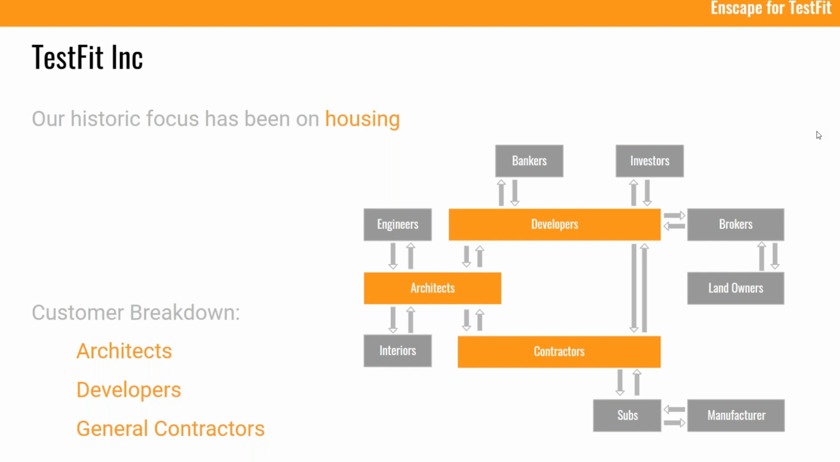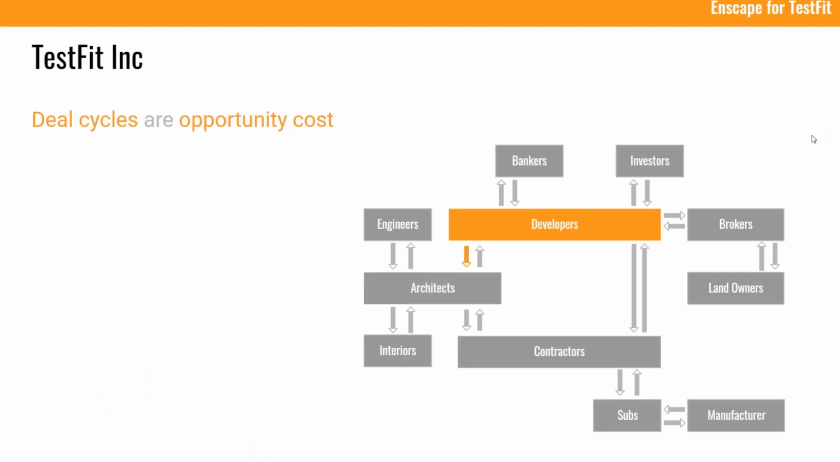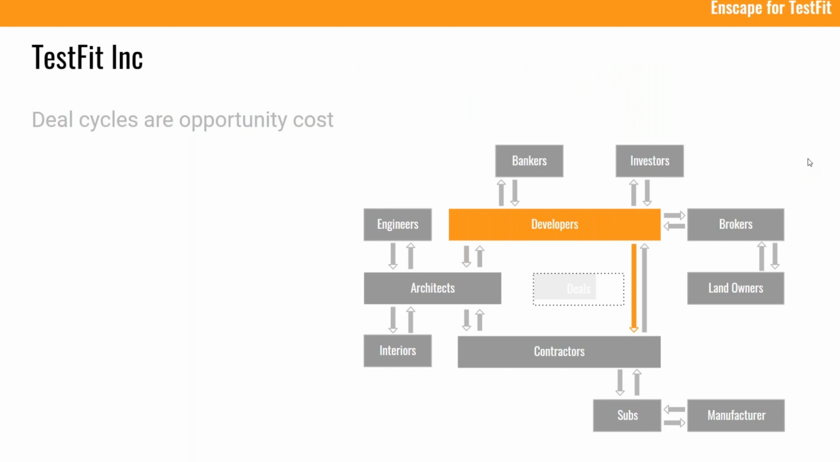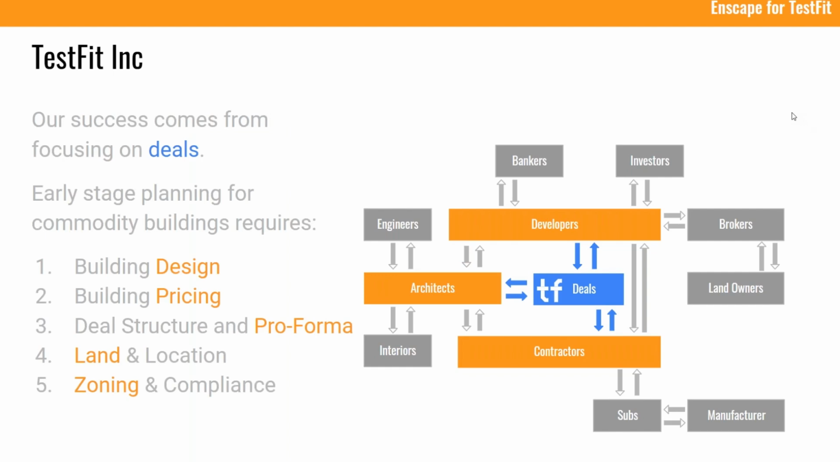And the goal of our TestFit software is to eliminate deal cycle opportunity costs with these groups of people. So an architect gets a site from a developer, he'll create a plan. That plan takes roughly 8 hours with traditional methods. The developer will then get a better idea about the deal, hire a contractor to do pre-con. They'll get more of a solid idea about the pricing on this deal. It goes back to the developer, who then invariably will ask for changes from the architect. So our goal at TestFit is really to solve 5 things for feasibility: the building design, the building pricing, a bit of the pro forma, the land modeling, and then the zoning and compliance.